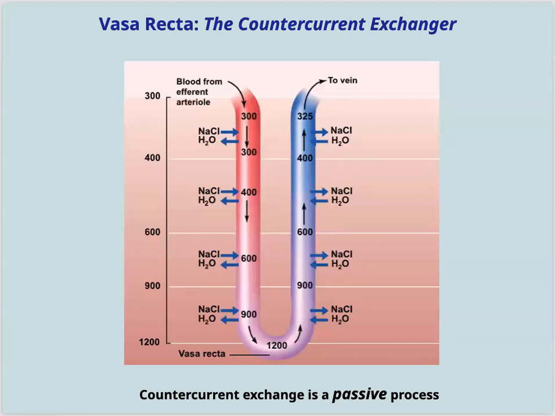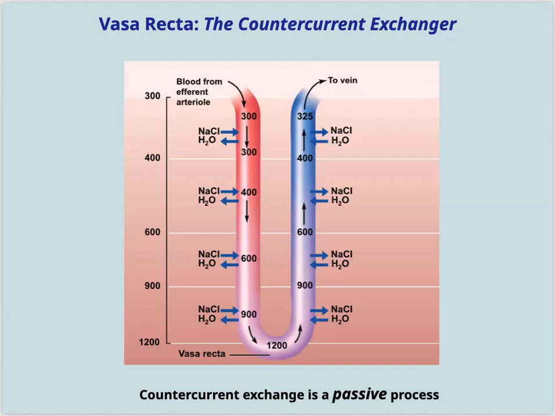So what role does the vasa recta play in all of this then? Well, recall that the descending limb of the loop of Henle is permeable to water, but not to salt. If we didn't have a mechanism to remove this water out of the medullary interstitium, then all that water would eventually undo all the osmotic gradient that your loop of Henle had worked so hard to establish.